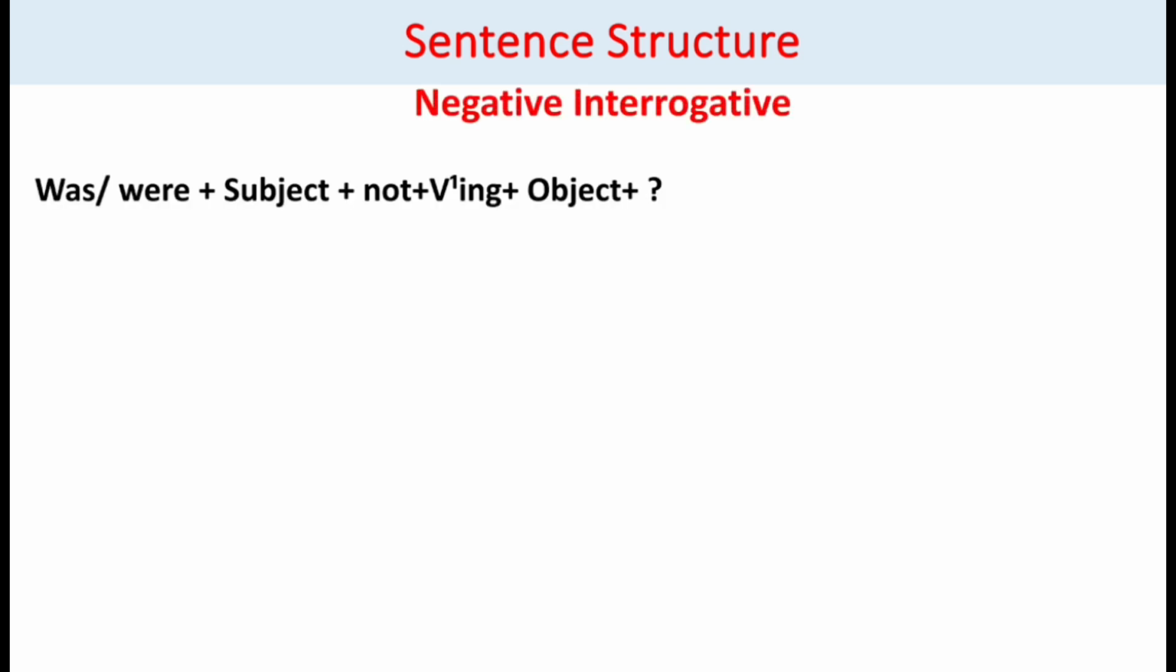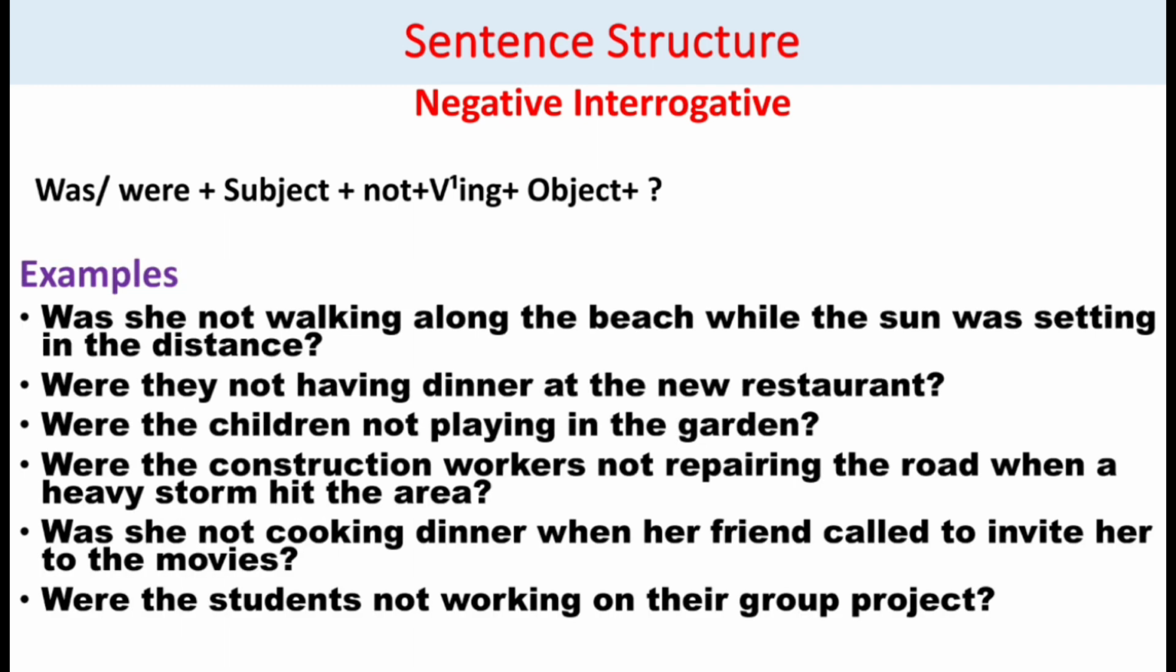And next is the sentence structure of negative interrogative sentences. That is, was or were, subject, not, first form of verb with ing, object and question mark. We can say that this is a mixture of negative sentence and interrogative sentence. For example, was she not walking along the beach while the sun was setting in the distance?